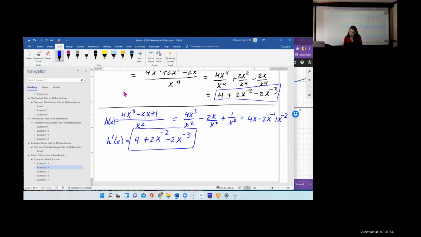Now, why don't we just teach this rule? Well, because most quotients are not single term polynomials in the denominator. All right. Most of them have addition and subtraction in the denominator, in which case you have to use the quotient rule. There's no other way around it.